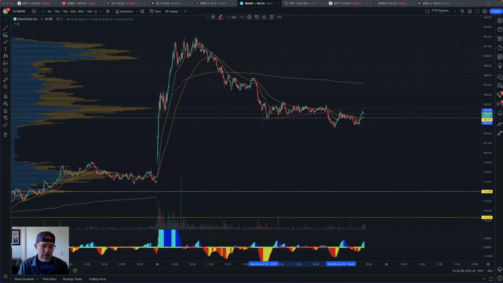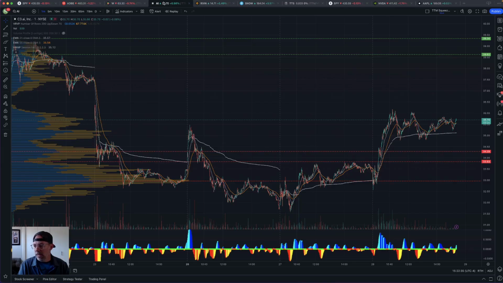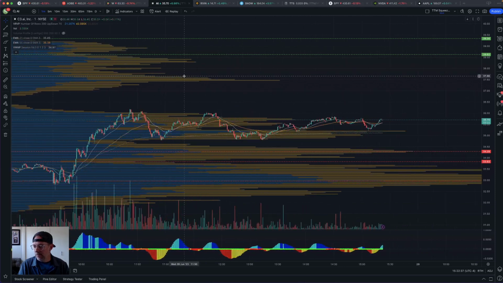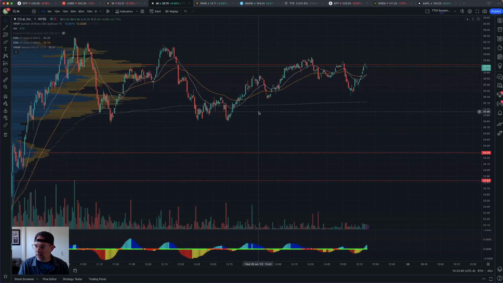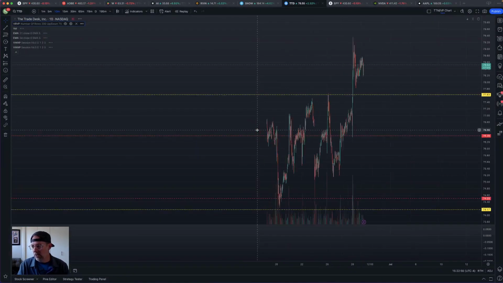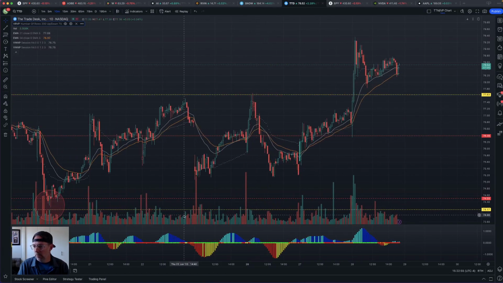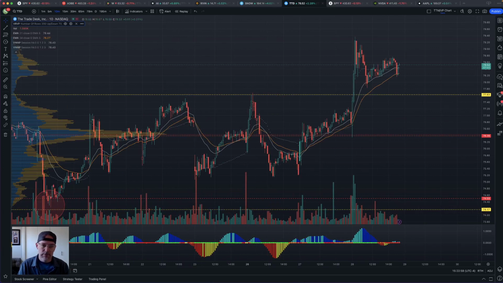What do the black dots in your TTM mean? So I have the Squeeze Pro set up, and the black dots just mean a light squeeze. It basically goes black dots for light squeeze, red dots for a standard squeeze, and these orangish yellow dots for a high compression squeeze. It just gives you an idea of how tight it is and if it's going to fire.